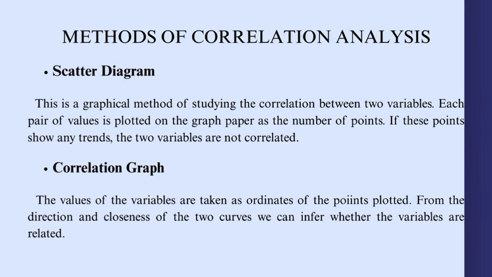The next method of correlation analysis is the correlation graph. In a correlation graph, the values of the variables are taken as ordinates of the points plotted. From the direction and closeness of the two curves, we can infer whether the variables are related. Correlation graphs are a visual way of showing if there is a connection between groups of data. If there is a strong connection or correlation, a line of best fit can be drawn, part of the application of math statistics.